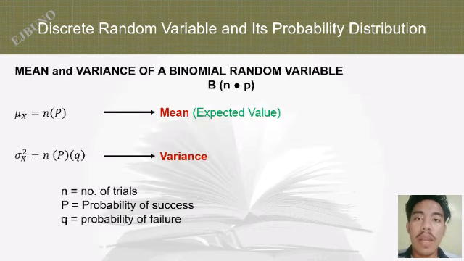We also have the mean and variance of a binomial random variable. We have the formula for the mean, or the expected value, which is equal to the number of trials multiplied by the probability of success. And then we also have the formula for the variance, which is equal to the number of trials times the probability of success times the probability of failure.